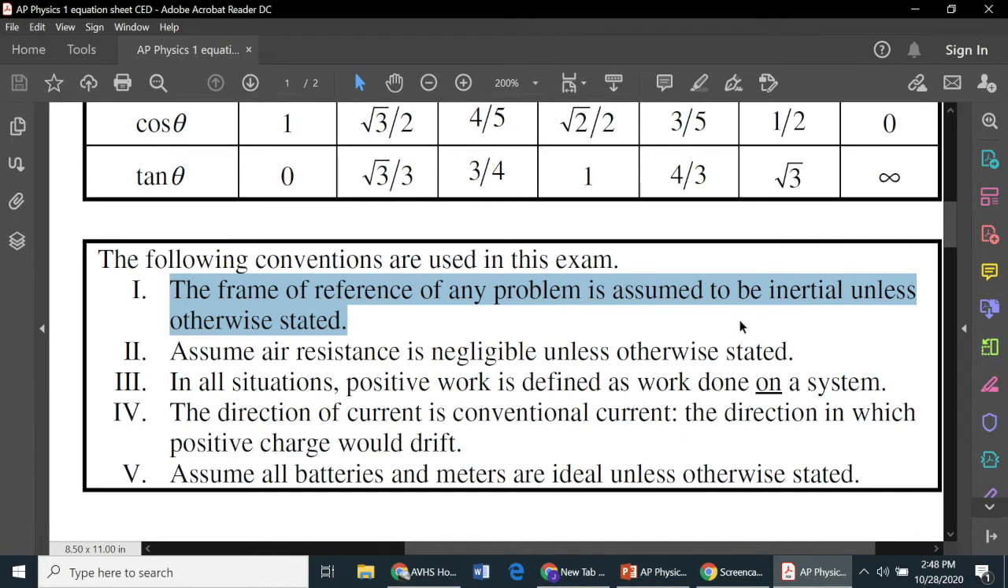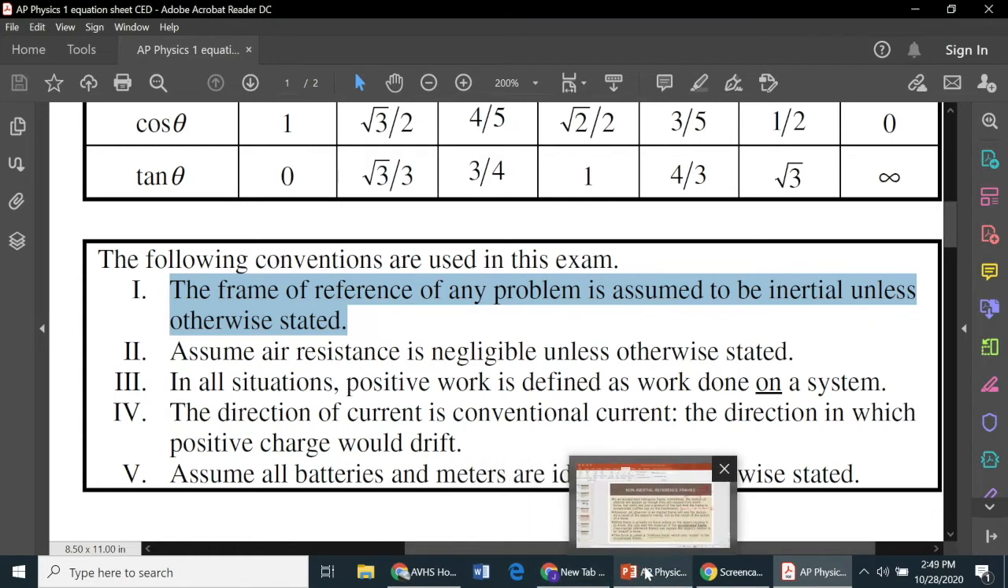And so really what they want you to do is to consider the forces from the point of view of a person standing off to the side on the ground. That's the idea. Convention number 1 says the frame of reference in any problem is assumed to be inertial unless otherwise stated.